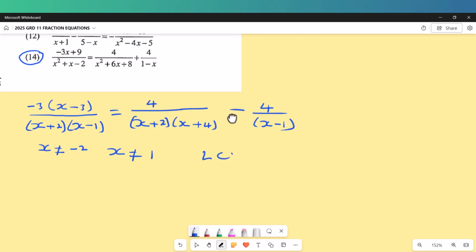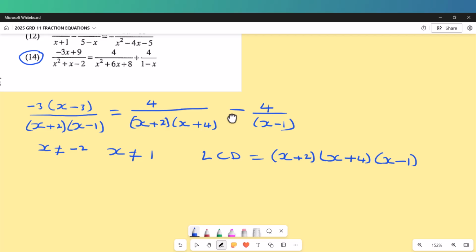Now our LCD in this case is going to be, because this is x minus 1, x plus 2, x plus 4, x plus 2, so it means the LCD is going to be x plus 2, into x plus 4, and then we have x minus 1. Now with this LCD, you make sure that all the factors are represented. For example, we talk about x plus 2, x minus 1, they are here. We talk about x plus 2, x plus 4, they are all here.